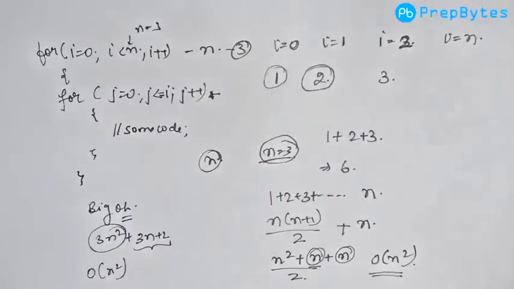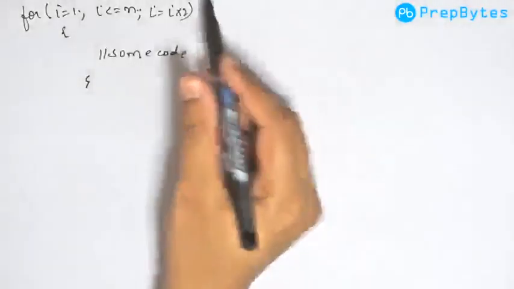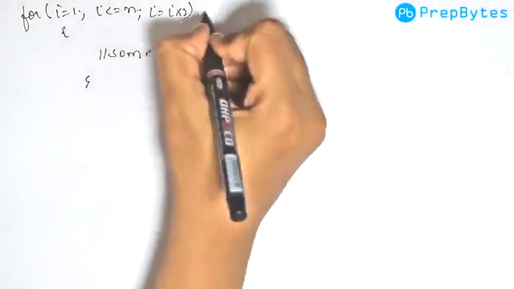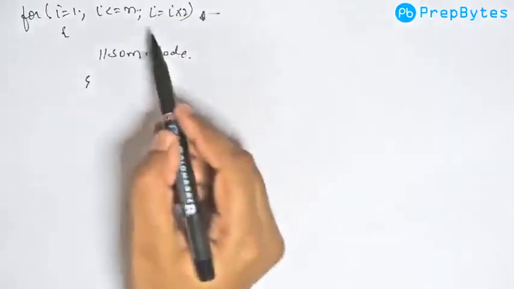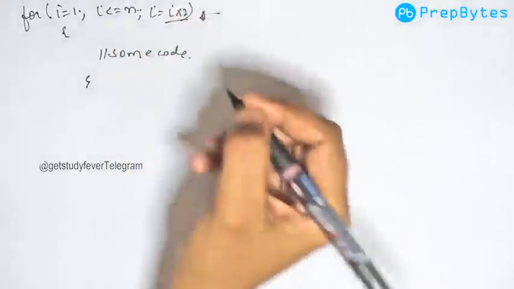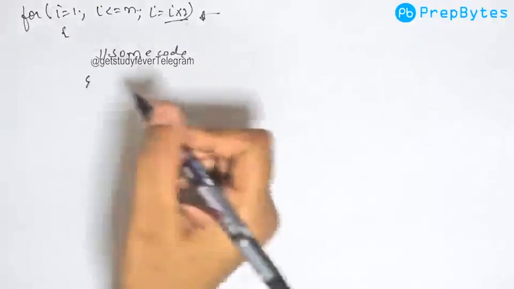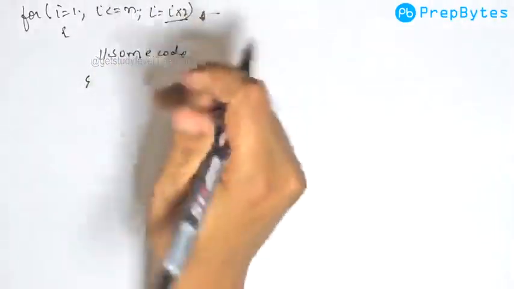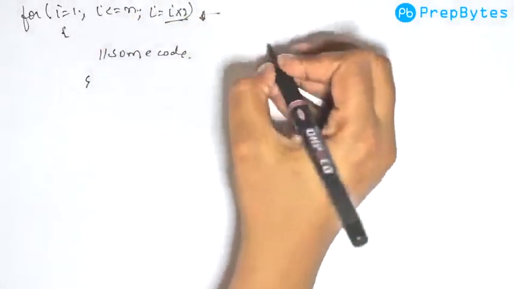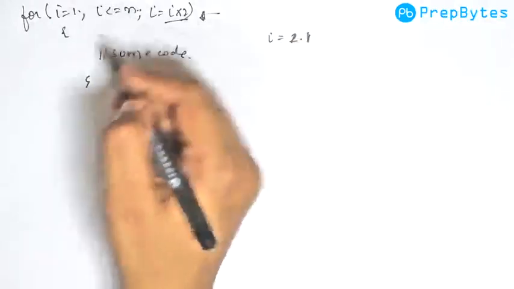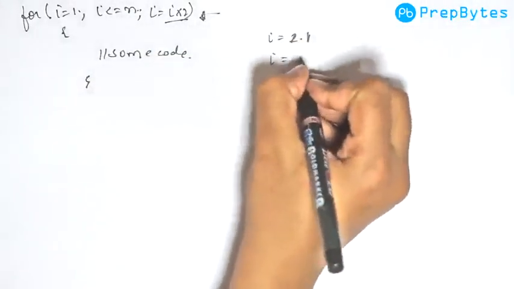Now let's take one more example. Let's try to find out the time complexity of this particular loop. So we have to see how many times that loop gets executed. Try to observe the behavior: in this, i is getting multiplied by two in every iteration. So what happens when it is getting executed for the first time? I is equal to 1 here, since it is starting with 1.